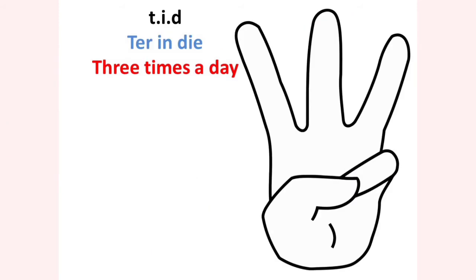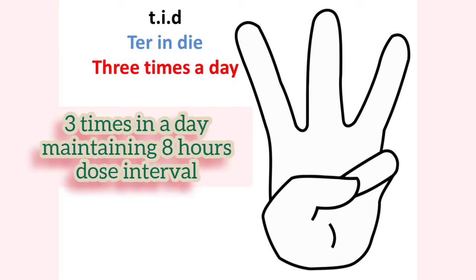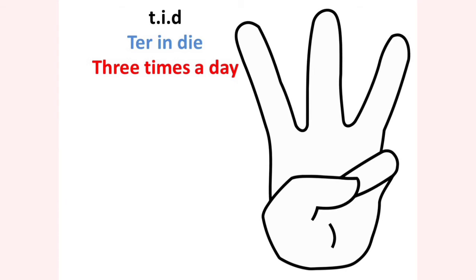Another is TID. TID in Latin is ter in die, which means in English 3 times a day. 3 times a day means you have to divide 24 hours into 3 parts. That is 8 hours. An 8-hour interval must be there in your medicine. Some drugs such as metronidazole you have to take TID, that is 3 times a day. It means you have to maintain a gap of 8 hours in each dose.